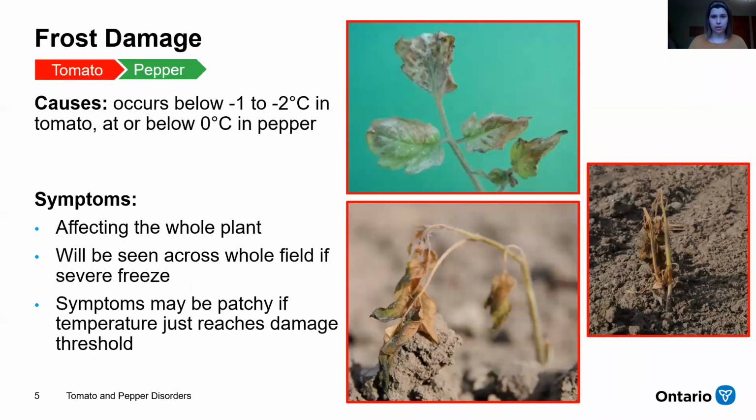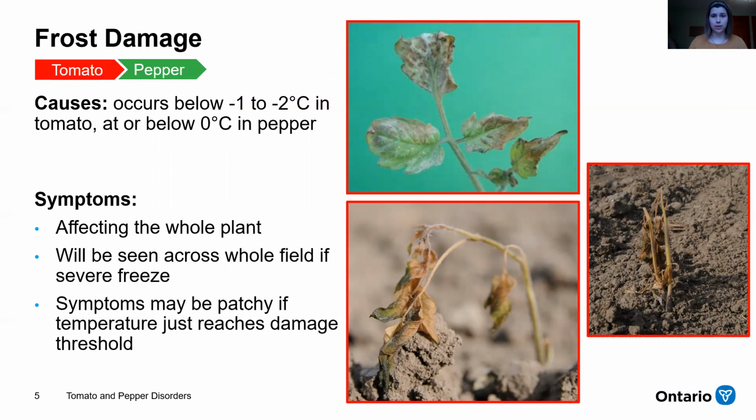First, we have frost damage, and this can occur in both tomatoes and peppers where temperatures are, in tomatoes, below -1 or -2 degrees Celsius, and in peppers when temperatures are at or below 0 degrees Celsius. This is something that is seen on the whole plant soon after transplanting, and with severe temperatures, symptoms will be seen across the entire field. But if the temperatures were just reaching those thresholds, it may only affect some plants.